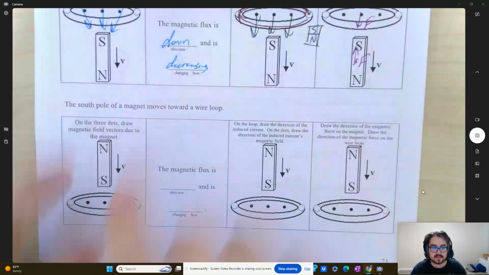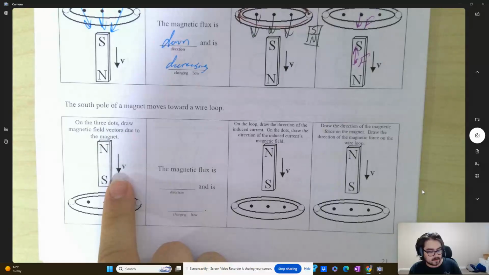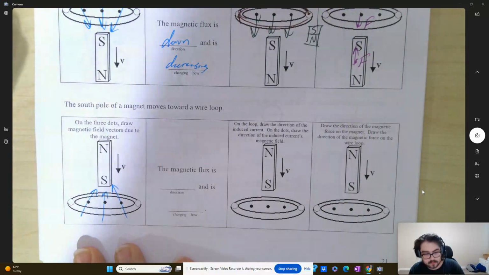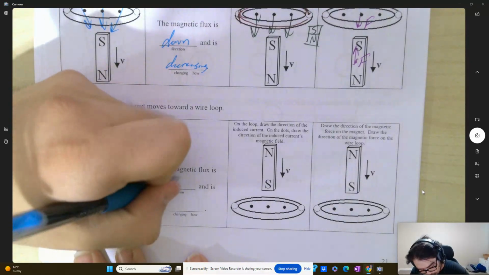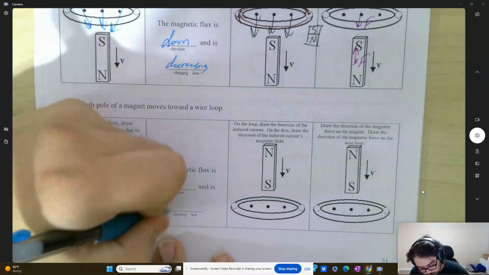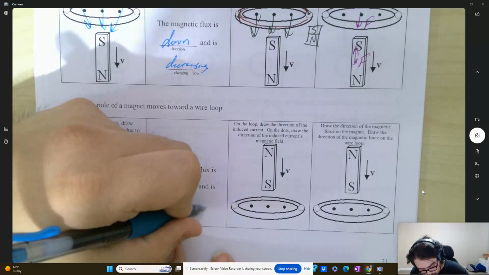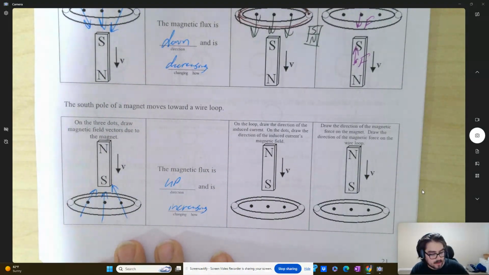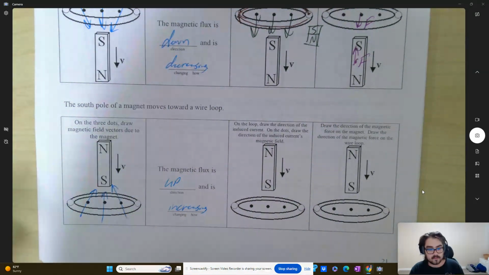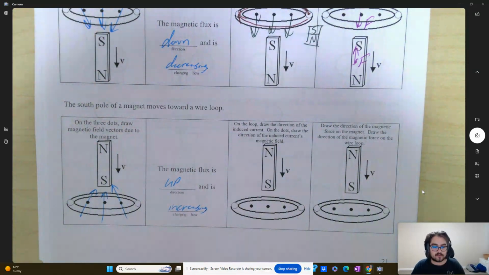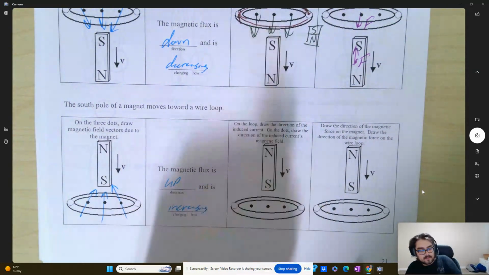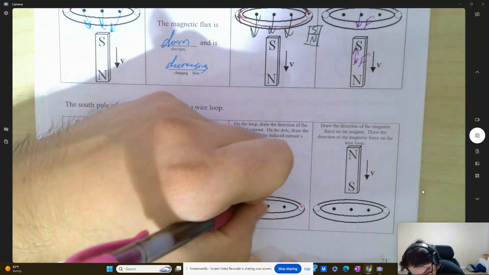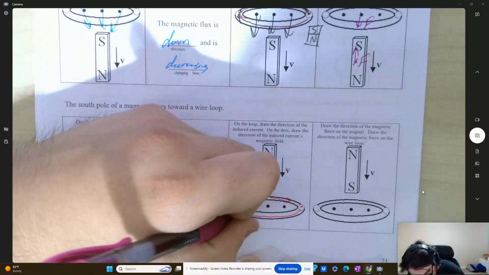The south pole of the magnet moves towards the wire loop. This is the same case as above, but flipped. We feel the field lines going towards the south pole, so the magnetic flux is upwards, and the field is increasing because it's getting closer. It's increasing, so we use our left hand. Thumb goes up, and you notice it goes into the page on the left side, out of the page on the right side, so it circles around like that.